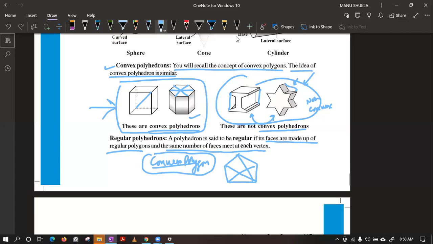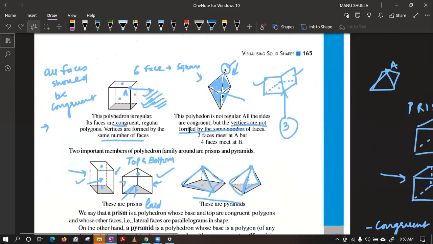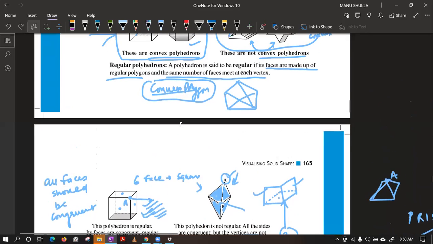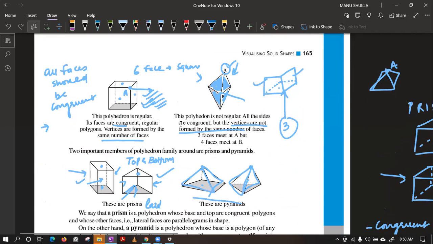So these are types of prism. Shaurya. Okay, Shaurya. Okay, sorry. I will take that also. Don't worry.